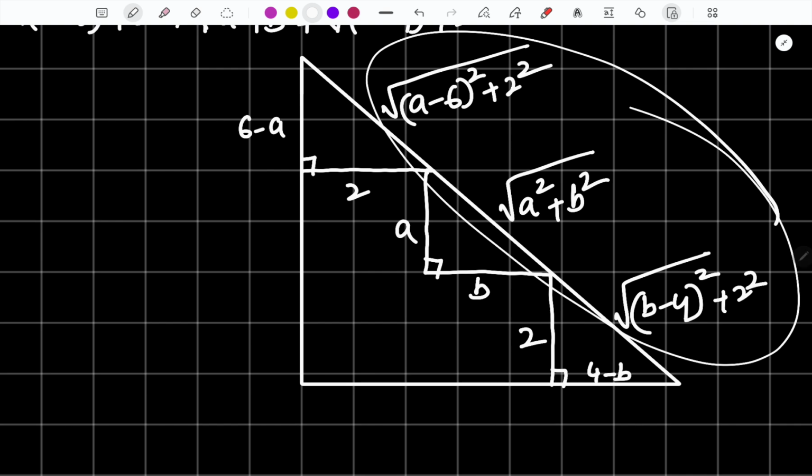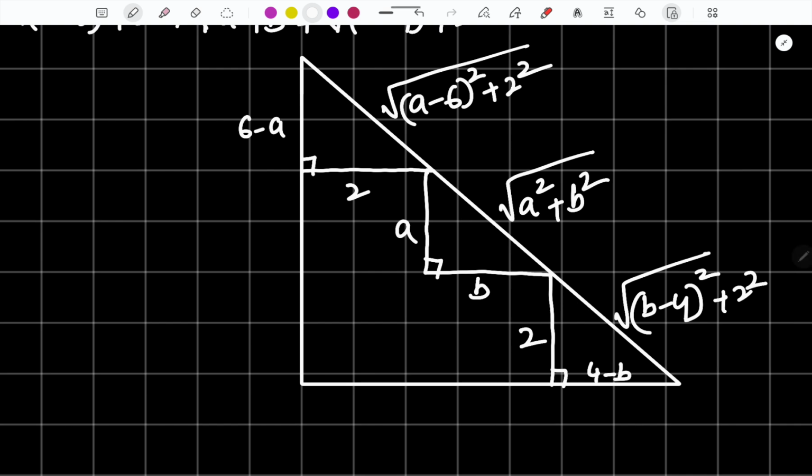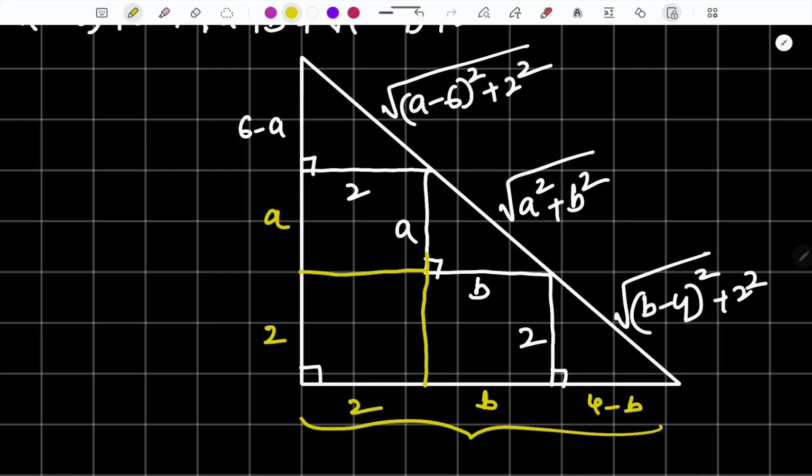We need to find out the minimum value of that. That's why I am taking them on a straight line. So here it is going to be 90 degrees, and if you finish the figure like this, you can understand this is going to be 2, and this is going to be a, this is going to be 2, and this is going to be b, and this is 4 minus b. Okay, already here we have 4 minus b, and you can understand this total value is 6, and this total value is 8, because a is getting cancelled, and here b is getting cancelled.